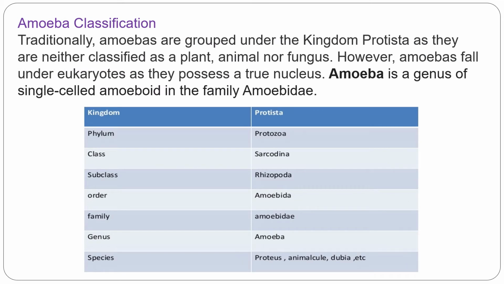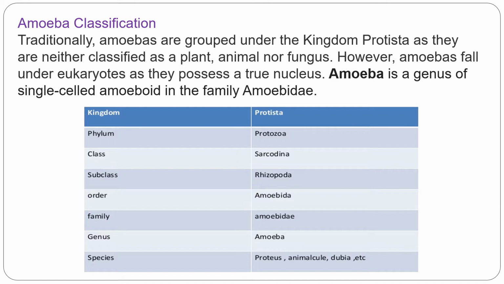Let's see the classification of amoeba. Traditionally, amoebas are grouped under the kingdom Protista as they are neither classified as a plant, animal, nor fungus. However, amoebas fall under the eukaryotes as they possess a true nucleus. Amoeba is a genus of single-celled amoeboid in the family Amoebidae.